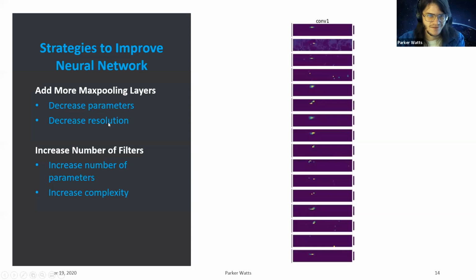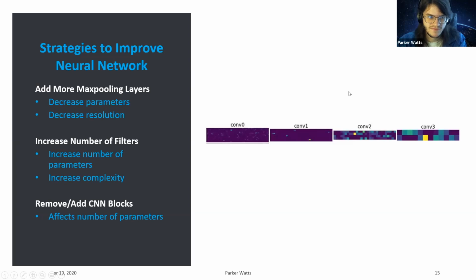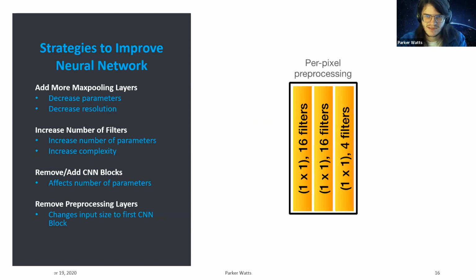Then I can increase the number of filters or decrease. This increases the number of parameters and increases the complexity. So it's like the convolutional layer itself can recognize more features of the image. So you can see beneath the convolutional layer, there's one grid for every filter here. You could add and remove CNN blocks, which affects the number of parameters. Or you could change this pre-processing that I talked about, which would change the input size to the first CNN block.